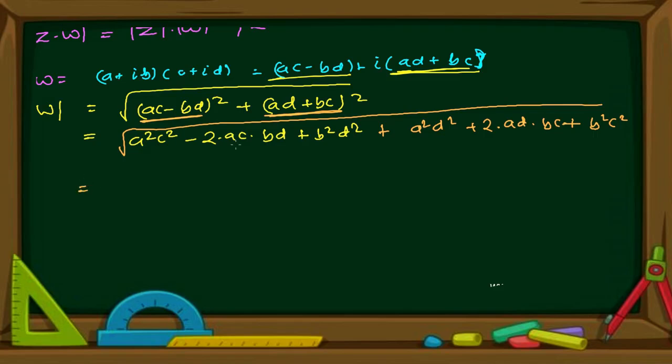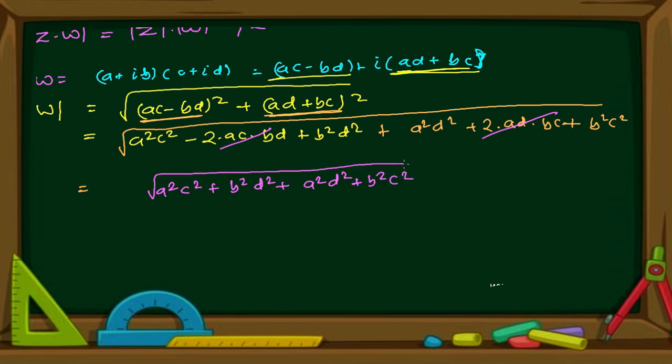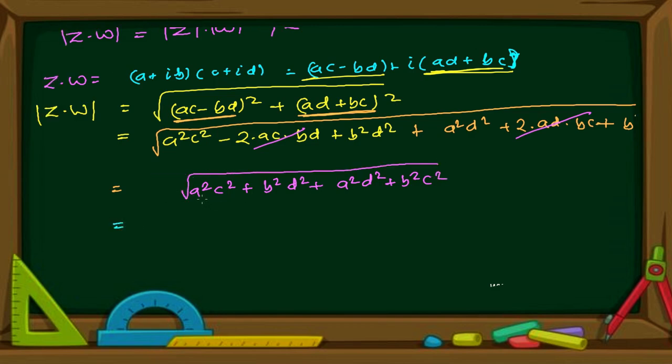Now, I think a few things are getting canceled here. 2acbd, 2acbd. All right, this is plus and this is minus. So we are left with a squared c squared plus b squared d squared plus a squared d squared plus b squared c squared. Okay, and in the next step, here is a squared c squared, and here is a squared c squared. So I'm putting those together, a squared c squared and a squared d squared. And I'll write these two at one place, that is b squared d squared plus b squared c squared.